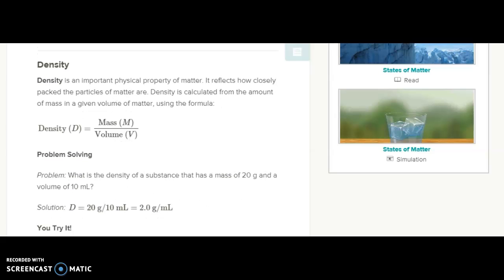Density. Density is an important physical property of matter. It reflects how closely packed the particles of matter are. Density is calculated from the amount of mass in a given volume of matter using the formula density equals mass divided by volume.